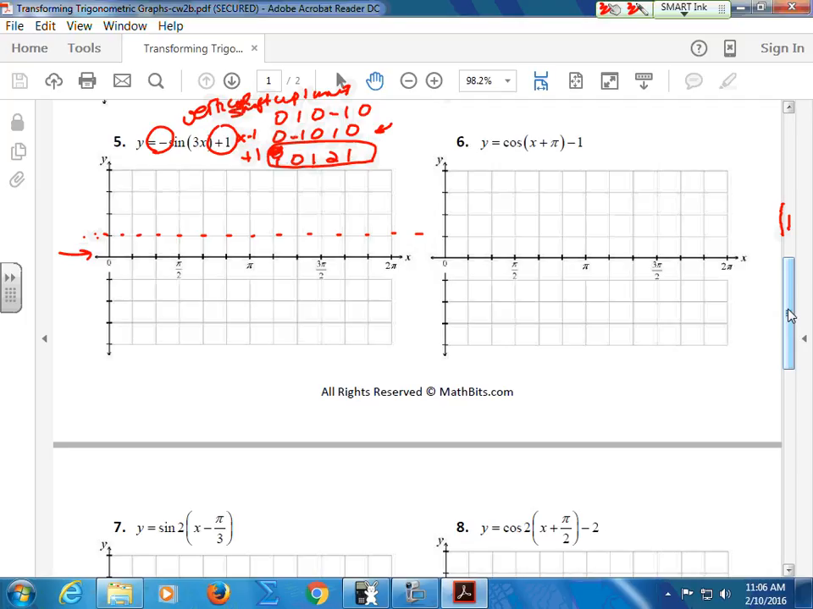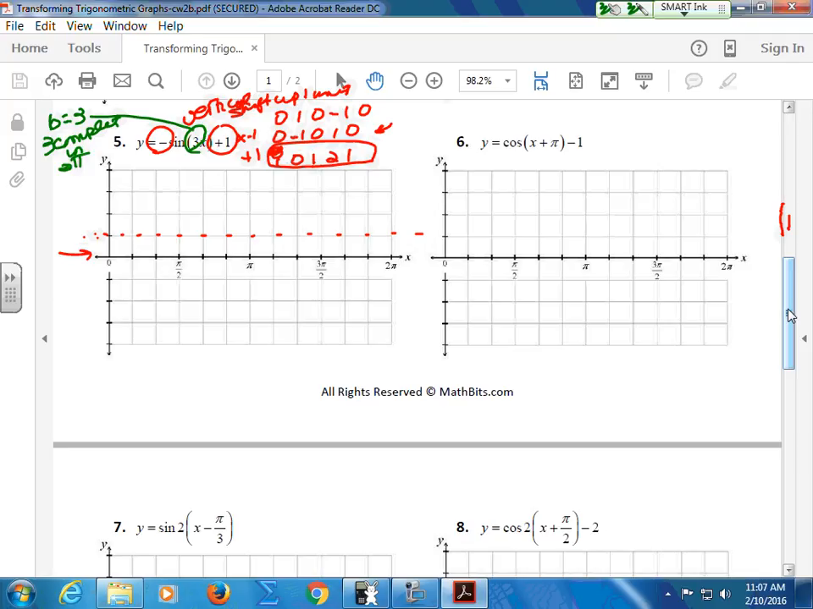Now, the last thing we have to deal with is 3. What does this 3 mean? Frequency. But what does it mean to me? 3 complete cycles in 2 pi.